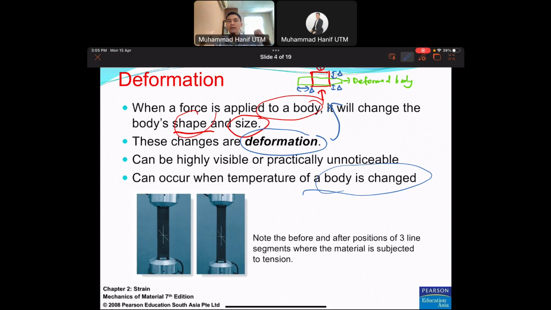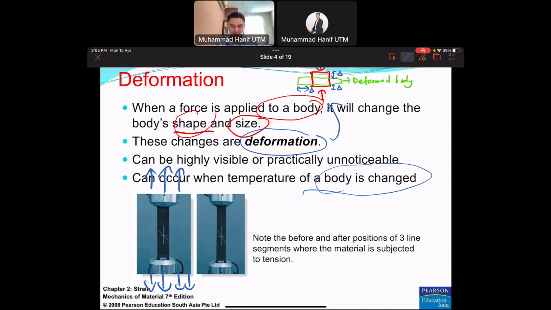is pulling a sample there. This is the tensile test, so the force is acting this way. So when the machine is pulling the sample, we notice that there are 3 different lines there: vertical, horizontal, and also an inclination line.